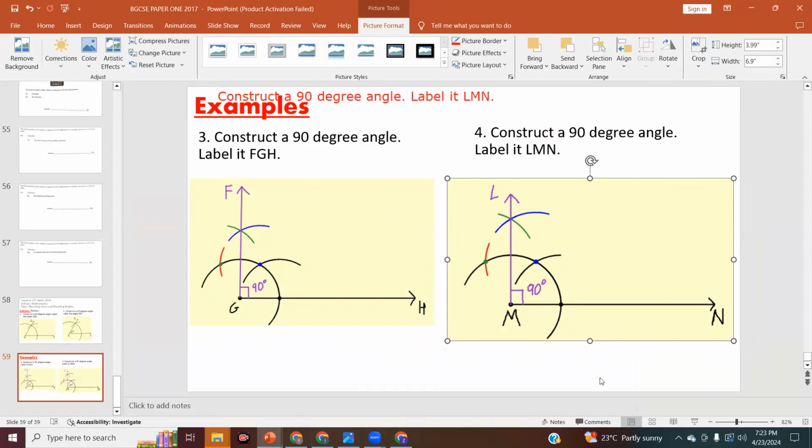These are the two 90-degree angles. What I need you to do is take a picture of your work and send it to me via WhatsApp. Again, take a picture of your work and send it to me via WhatsApp.